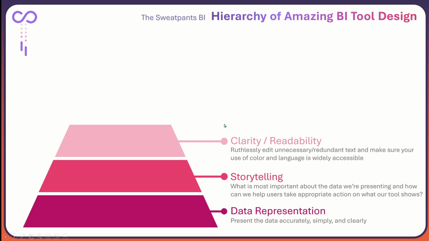The next element in the hierarchy is I would focus on clarity and readability. When I first started building BI tools, obviously I started with data representation, making sure that I was building the most effective data visuals possible. After that, as I got more comfortable with the more technical elements of building BI tools, I was able to focus more on different storytelling elements. But as I focused on the first two levels in this hierarchy, I discovered that a lot of the tools that I was making were just increasingly complex.